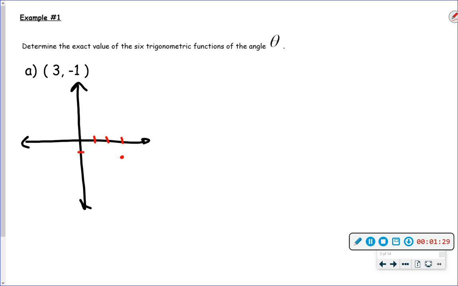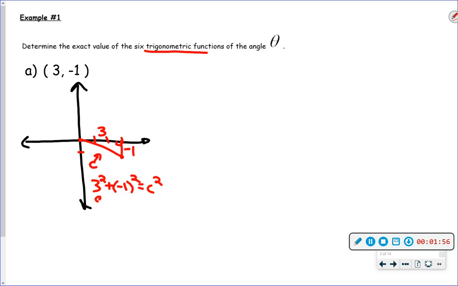So all I'm going to do is make my standard right triangle out of this. I'm, of course, going to connect to the point, and we always make the right triangle with our x-axis. Now, I don't know if the angle's 30, 60, 45, or something else. Doesn't matter, because for the 6 functions, we need all the sides. Well, this side's clearly 3, we went down 1.